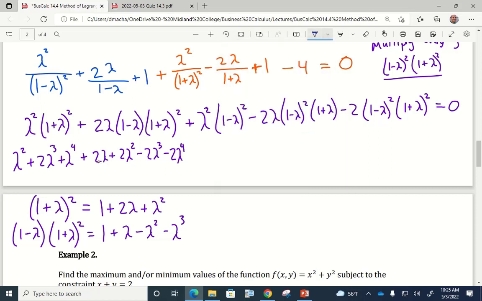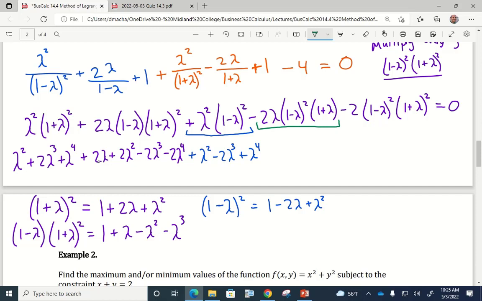Mix it up. So now for this term, I need to find out what is 1 minus lambda squared. And 1 minus lambda squared would be 1 minus 2 lambda plus lambda squared. So multiplying all of those times lambda squared is going to give me lambda squared minus 2 lambda cubed plus lambda to the 4th. I wonder if there's an easier way to do this, and I've just completely missed the point. There's probably an easier way.